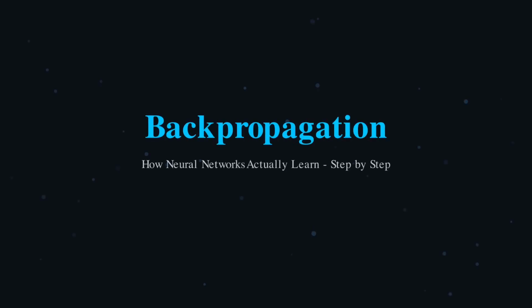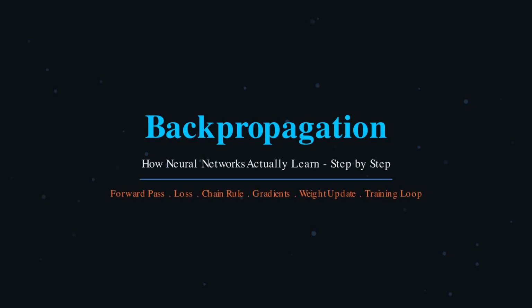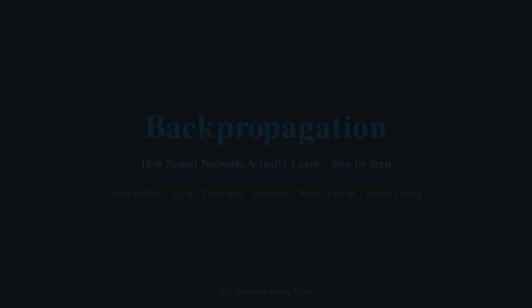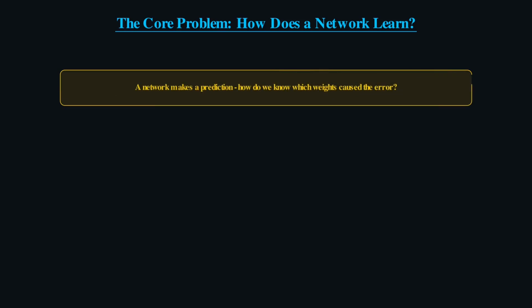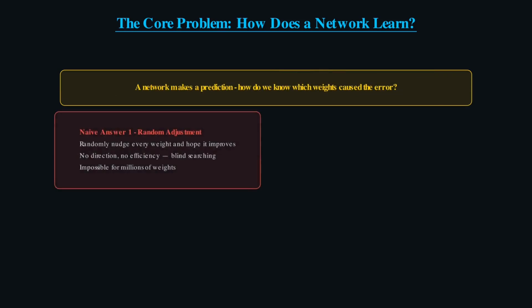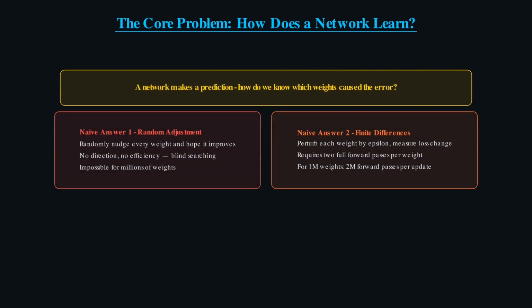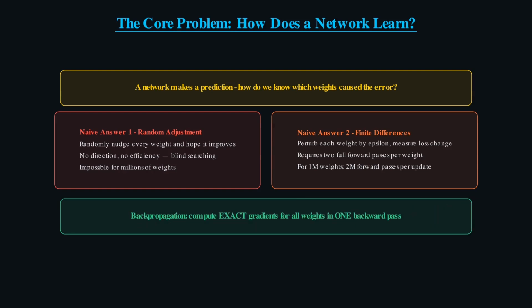Ever trained a neural network and wondered, what is it actually doing when the loss goes down? Today, we're breaking down backpropagation, the algorithm that makes every neural network learn and the reason deep learning works at all. Every network follows the same pipeline. Feed data in, make a prediction, measure the error, adjust the weights, repeat.